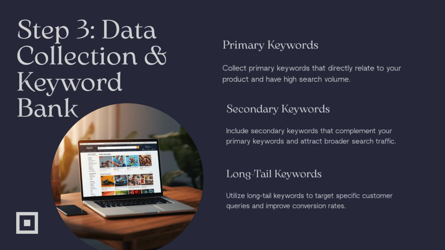Step 3 is the data collection and keyword bank. This is building our strong keyword strategy. After gathering data, after downloading and reviewing the keyword reports, I filter terms with high search volume, medium competition, and high relevance to the product. From this, I create a keyword bank of primary, secondary, and long tail keywords for optimization.